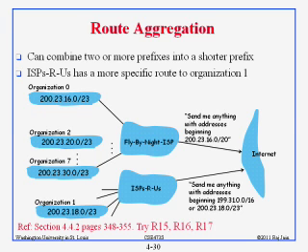How will they be combined into one entry? The entry will be 223.16/20. So we don't care whether it is 16.0, 20.0 or 30.0, all of them are covered here. This is called route aggregation.